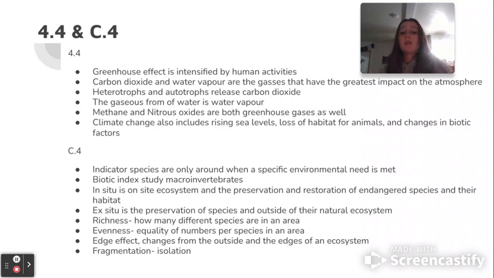Richness, when you're talking about environments, is how many different species are in a specific area, and evenness is the number per species in an area. So you want a rich and even environment. The edge effect is the change at the outside and the edges of an ecosystem, and fragmentation is just isolation within an ecosystem.